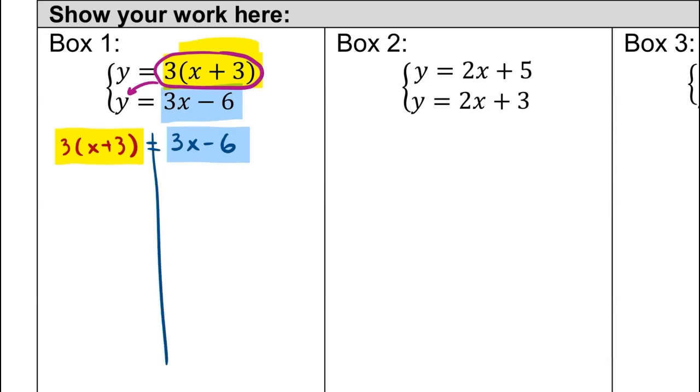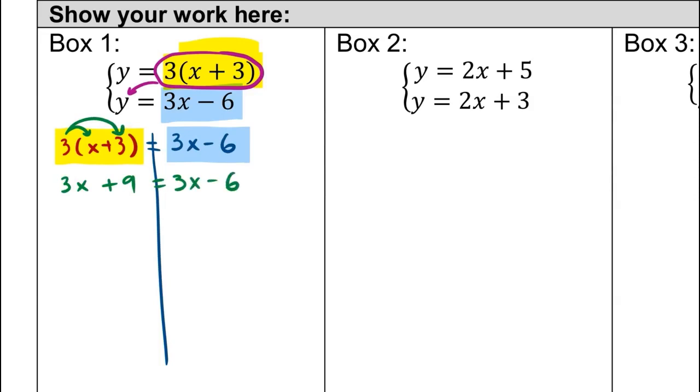Alright, I want you to answer this question. What do the parentheses stand for? Parentheses stand for multiplying. So what we're going to do is distribute 3 into the parentheses. That will give you 3x plus 9 equal to 3x minus 6.